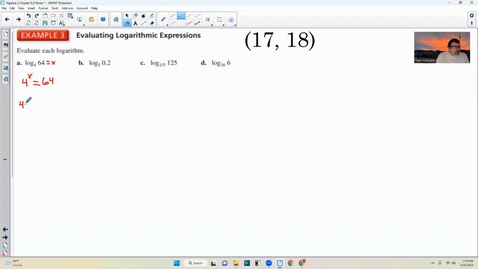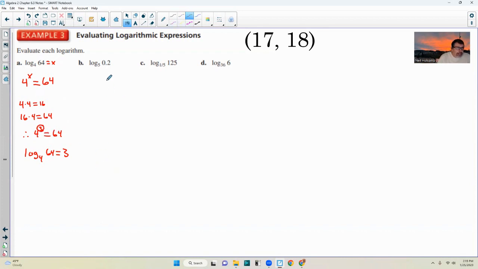So I could say, well, 4 times 4 equals 16, and 16 times 4 equals 64. So that's 4 times 4 times 4, or 4 to the third power. Therefore, 4 to the third equals 64. And so the log base 4 of 64 is our power. So then I would say the log base 4 of 64 equals 3. Okay, our exponent is what we're trying to find.